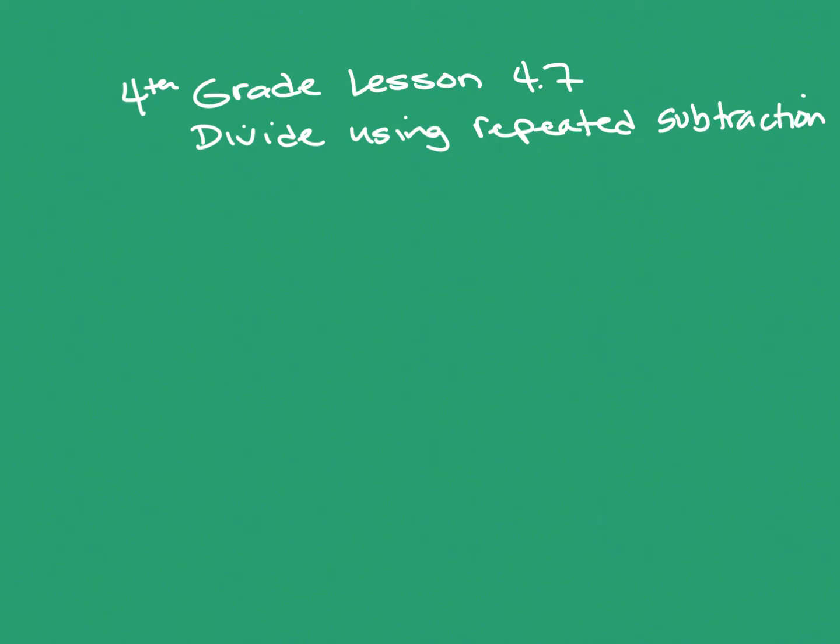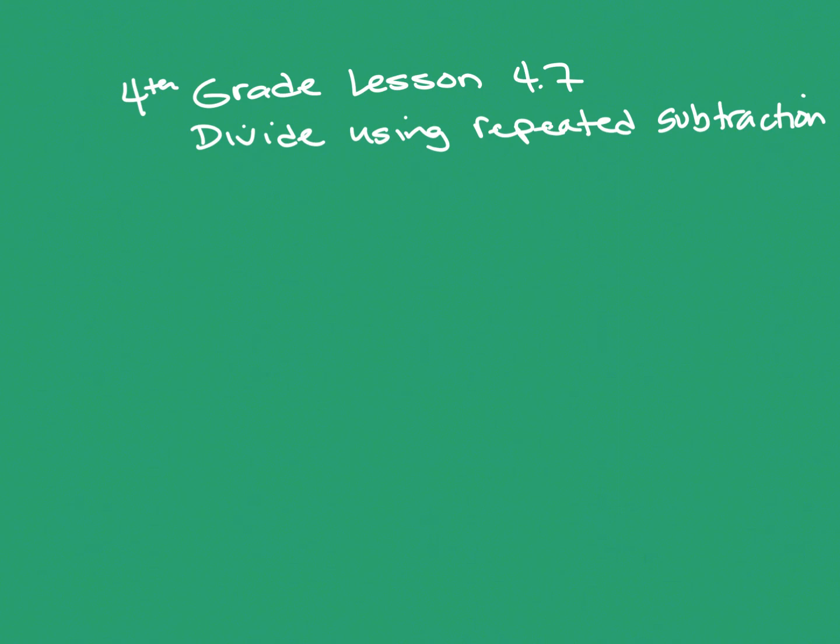Fourth grade, lesson 4.7 is divide using repeated subtraction. This lesson, we've talked about how division is equally sharing things or giving things its fair share. This one's also pointing out to you that division is repeatedly subtracting. And that's kind of the same thing you're doing when you're sharing things. You're subtracting some for one person and then subtracting the same amount for another person and subtracting the same amount for another person. So this is just trying to get in your head that division is repeated subtraction.